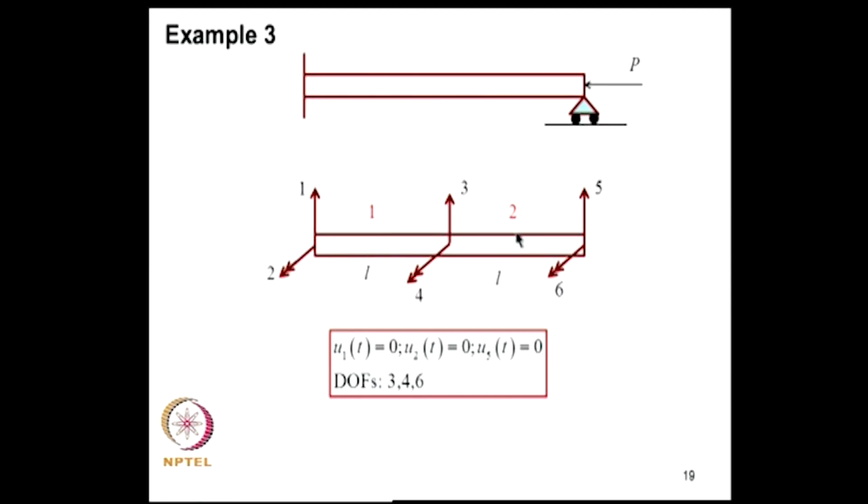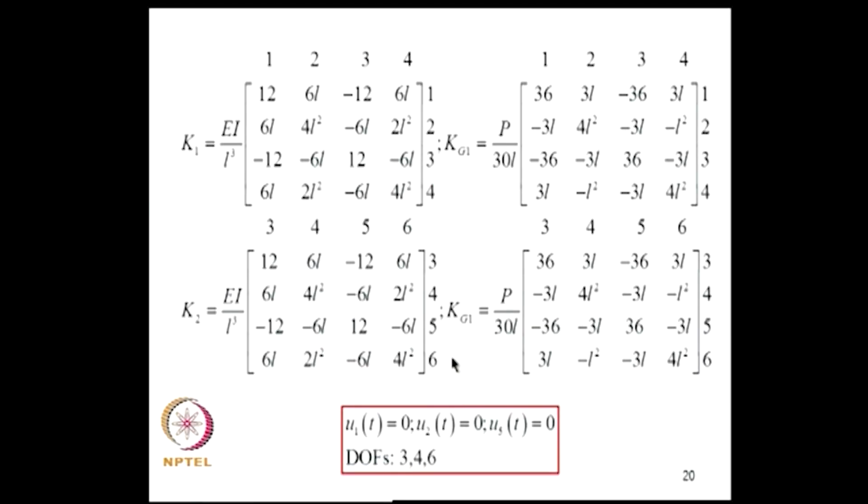So we have 2 elements, and the boundary conditions will be U1 and U2 are 0 here, and U5 is 0. So the degrees of freedom are 3, 4 and 6. For the first element I formulate the elastic stiffness and geometric stiffness matrix. For the second element I form this, and now using the fact that 3, 4, 6 are the degrees of freedom, we can assemble them.